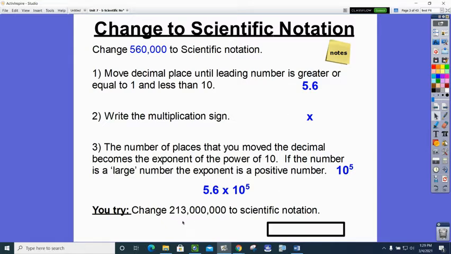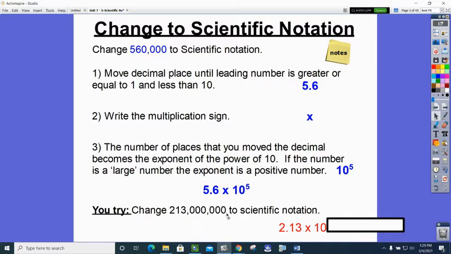Okay, your turn. Can you please write 213 million in scientific notation? Okay, let's see how you did. You should have 2.13 as the number in front, times, that's your X, and a power of 10. I definitely want $213 million. That's a positive thing, so my exponent is going to be positive.